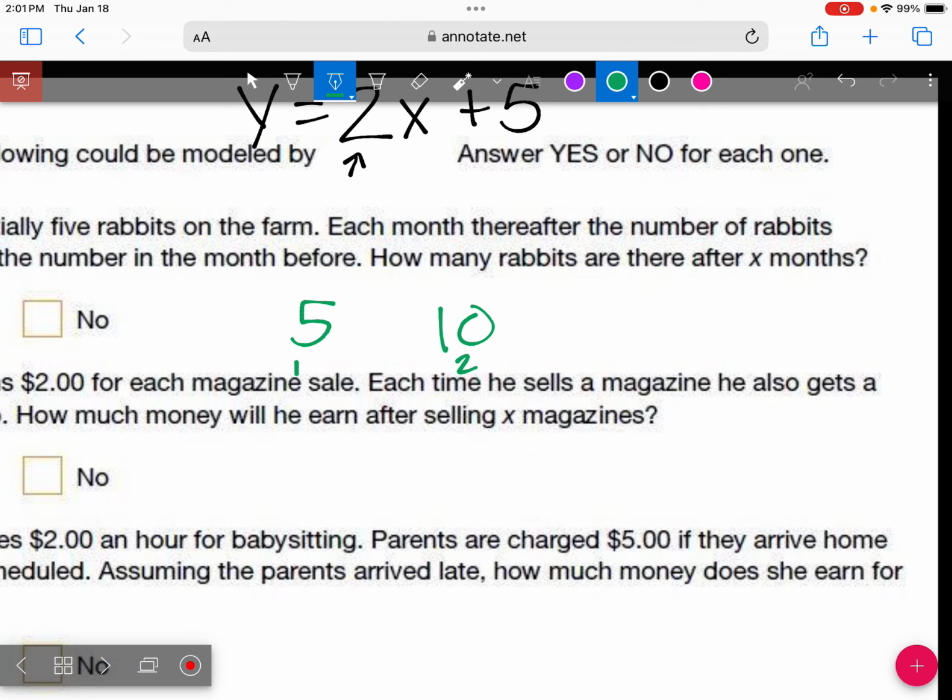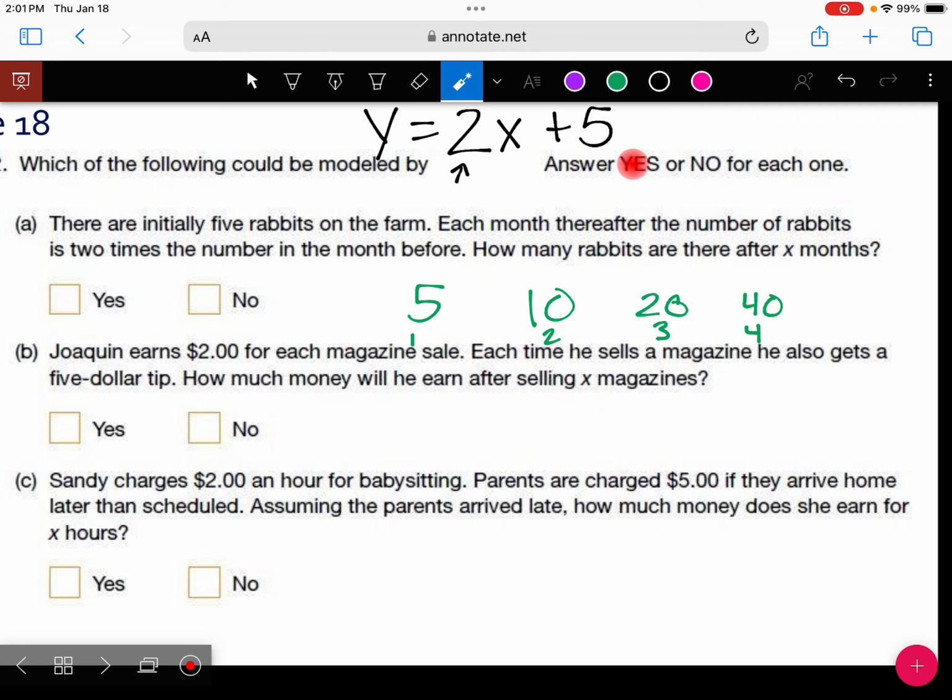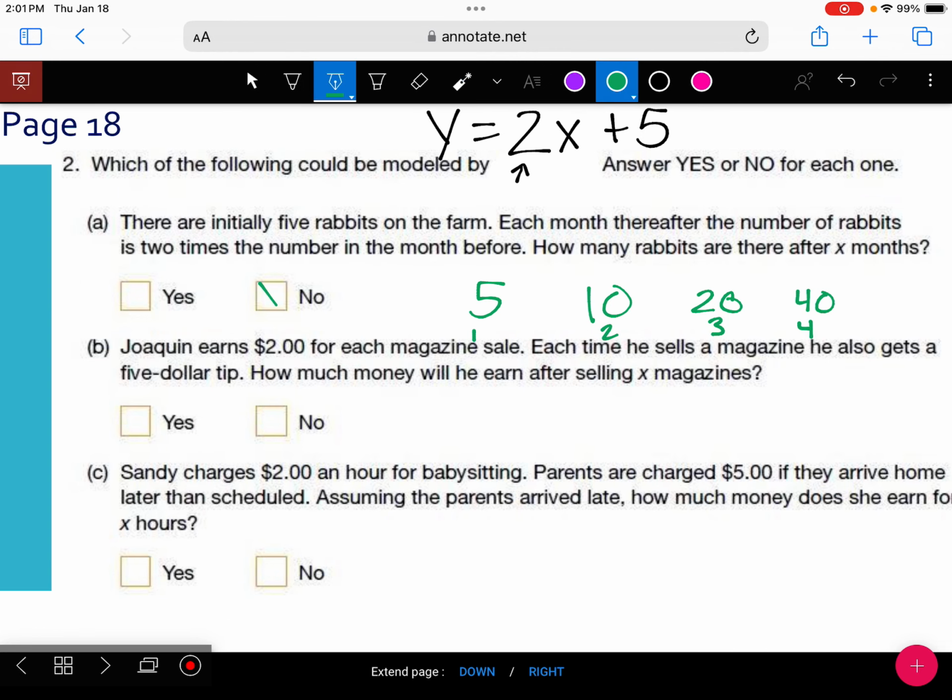I was going to say it's double, so it's 20. So what happens on month 4? 40. Is this going to be 2x plus 5 to get 5, 10, 20, 40? No. So when in doubt, pick some values and try it.